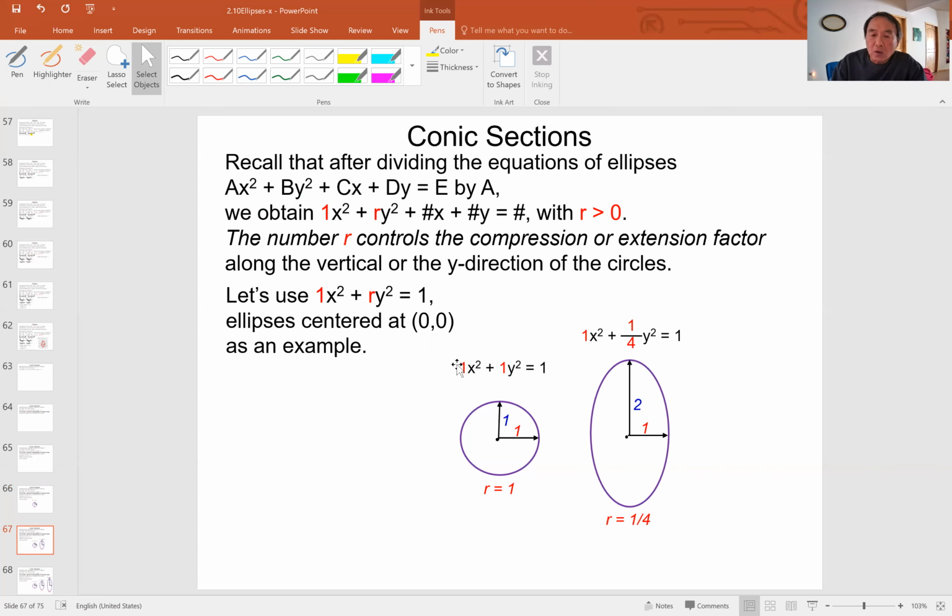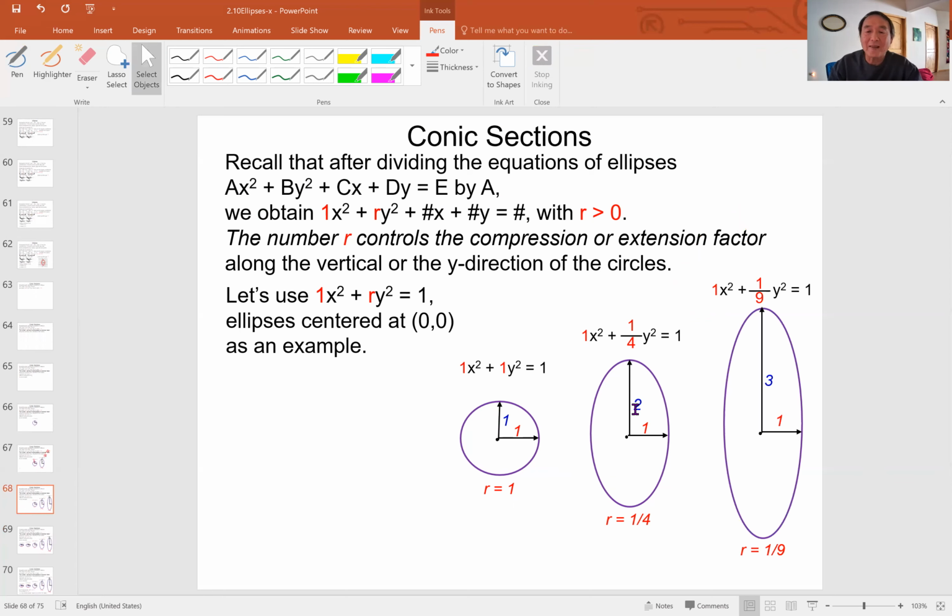If r is 1/4, notice this is what we meant by 1 times (y/2) squared. In other words, this is 1/2 times y. Y is replaced by 1/2 times y. And if you remember from translation of graphs, the stretch factor is the reciprocal, which is 2. In other words, every point on this gets stretched to twice as far. So the whole thing is stretched by 2. Same thing for 1/9, and the y direction gets stretched by 3.